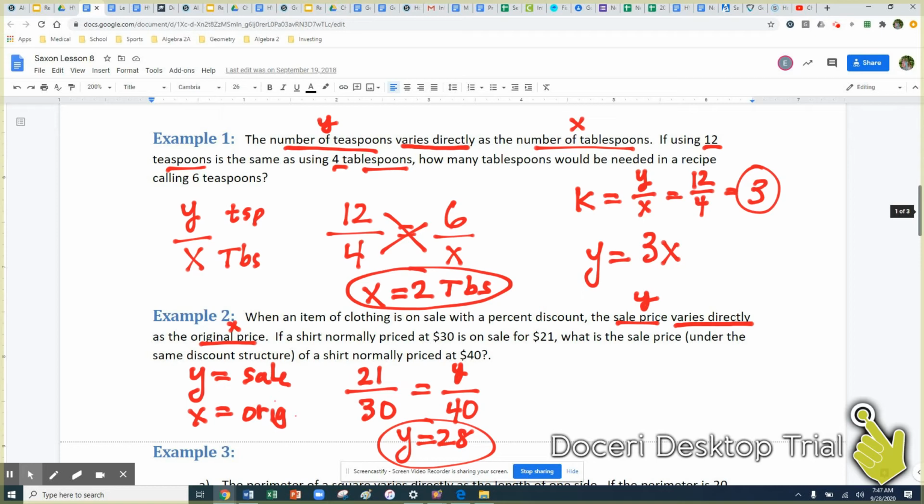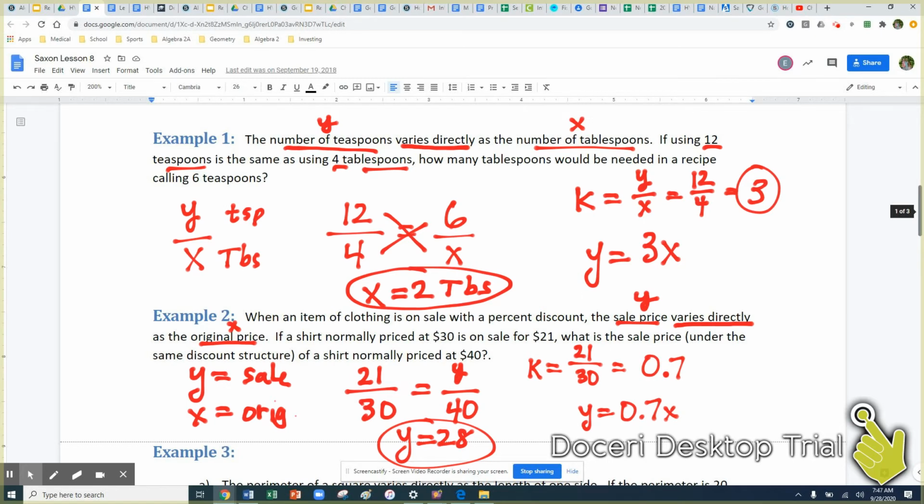The next thing we can do is find a constant. If you want to do a proportion, that's all we have to do. You solve it out, great. But we could find the constant. Well, what is that constant sale price? To find the constant, I can take the sale price, 21, divided by 30. K is 21 divided by 30, which is 0.7. So my equation could be y equals 0.7 times x.